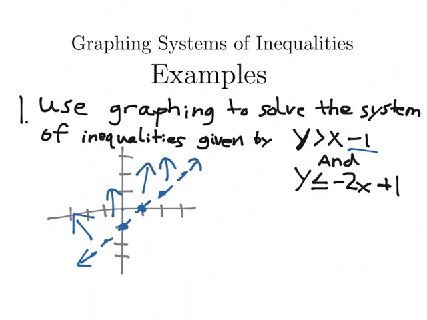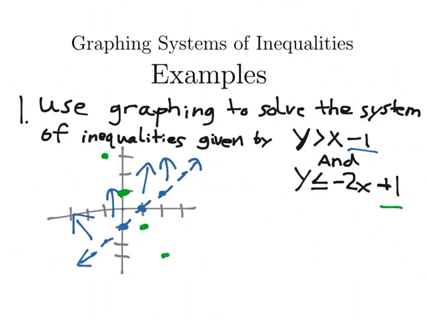Now we have y is less than or equal to negative 2x plus 1. So the y-intercept here is a positive 1. So I'll go ahead and put that point there. And the slope of negative 2 means I go down 2 and over 1, and I'm still on the line. So down 2 and over 1, down 2 and over 1. I can also go in the other direction. Okay. So this is less than or equal to that line.